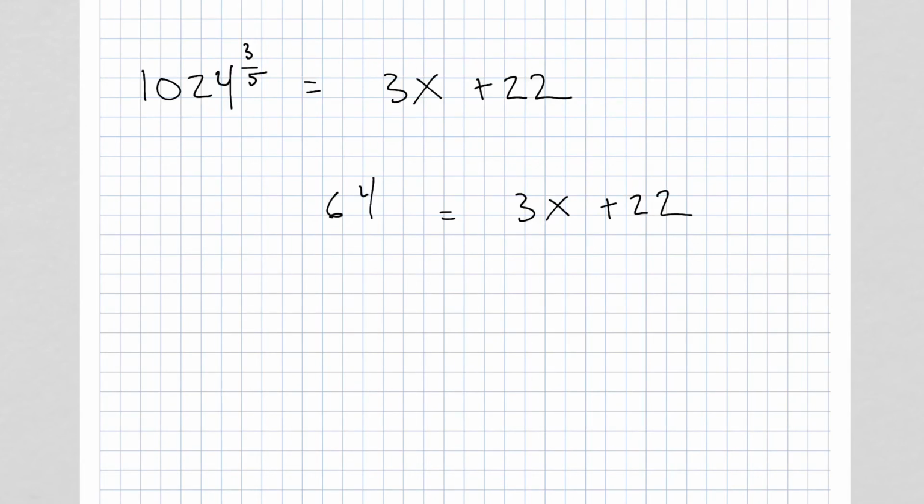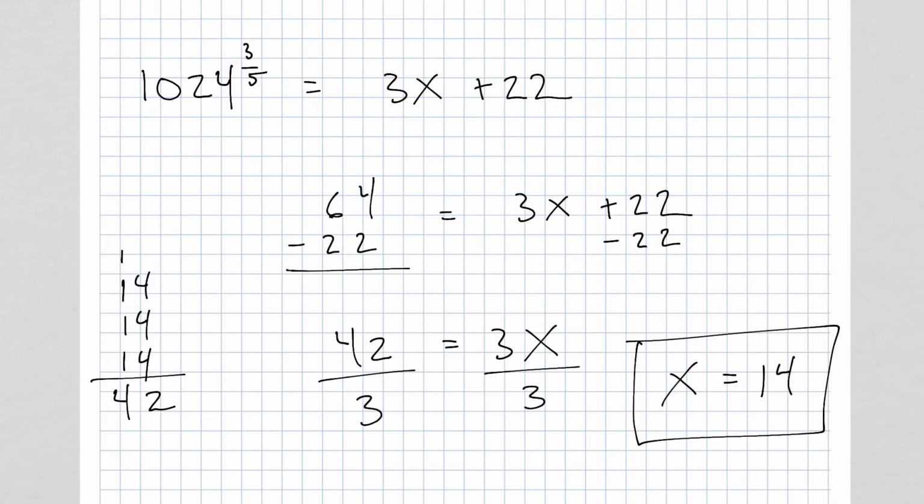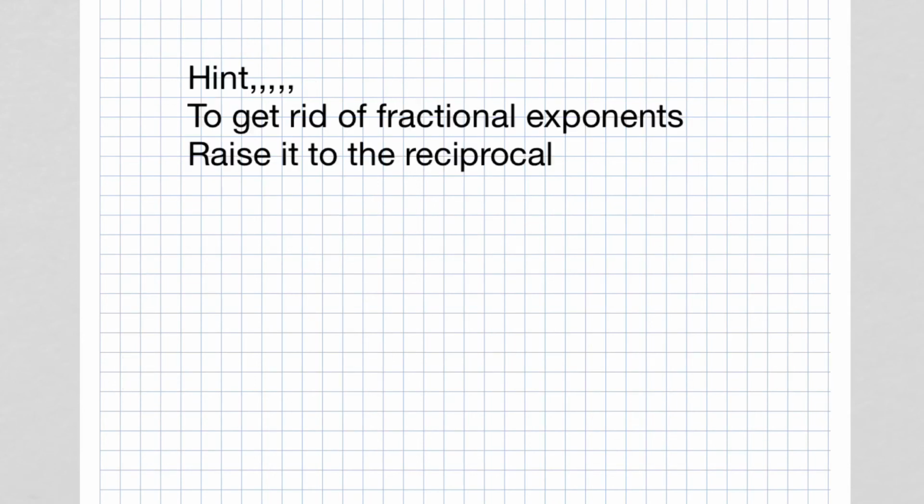64. Okay, now to get this variable x by itself, we're going to subtract 22 from both sides. 64 minus 22 gives us 42 equals 3x. To get x by itself, now we just divide both sides by 3. So x equals 14. Yeah, I believe 14. So let's see, 14 plus 14 plus 14 is 42. So x equals 14. There's our final answer. Okay, that's the end of this quick video.